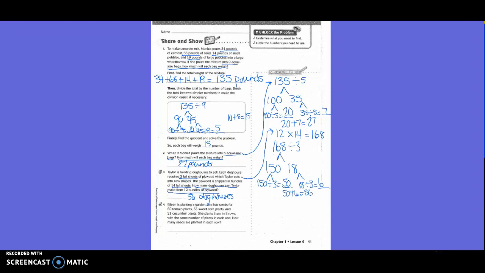Taylor is building doghouses to sell. Each doghouse requires 3 full sheets of plywood, which Taylor cuts into new shapes. The plywood is shipped in bundles of 14 full sheets. How many doghouses can Taylor make from 12 bundles of plywood?